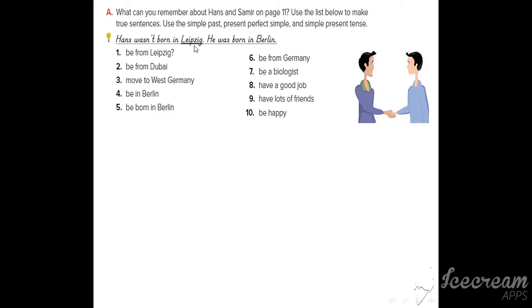Hans wasn't born in Leipzig. He was born in Berlin. Right? Wasn't ماضي بسيط present simple في النفي أو النيجاتيف. He was born. He wasn't. He wasn't in the negative, and he was in the affirmative. Okay, if we want to make the same example from 1 to 5, okay, write down after me.